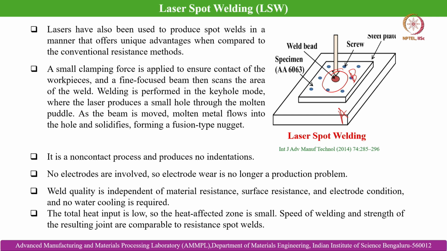Here a small clamping force is applied to ensure contact of the workpieces, and a fine focused laser beam scans the area of the weld. Welding is performed in the keyhole mode, where the laser produces first a hole and then in that hole the molten metal puddle forms. As the beam moves, molten metal flows into the hole and solidifies, forming a fusion type nugget. So it is a non contact process and produces no indentations.